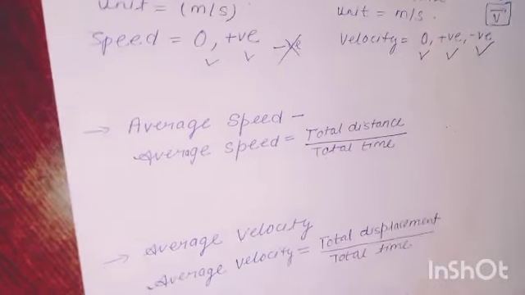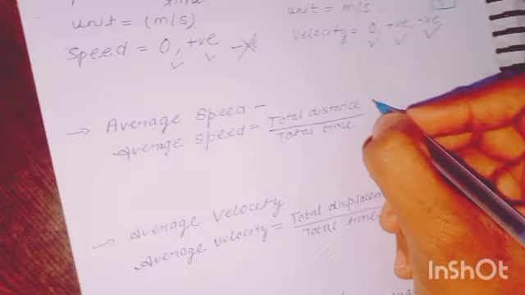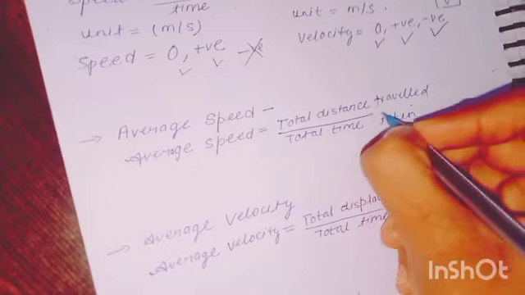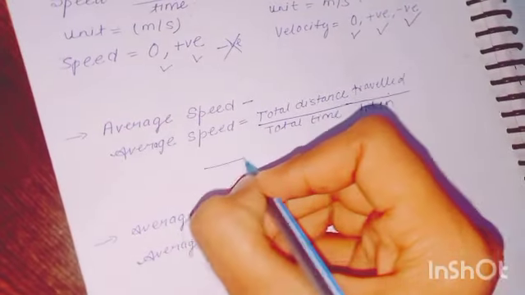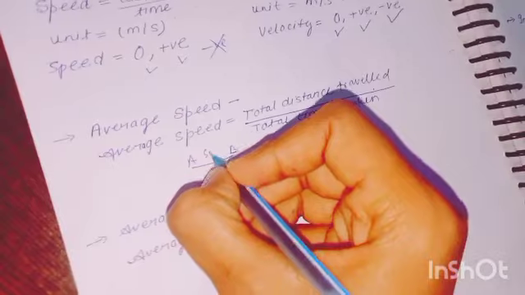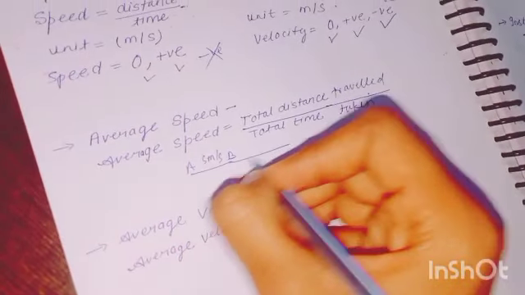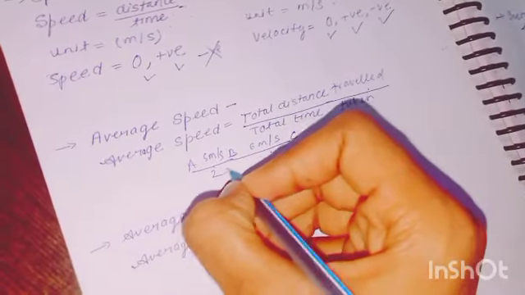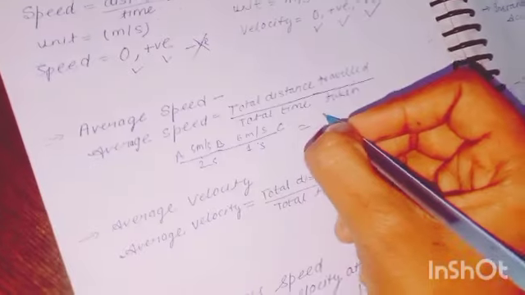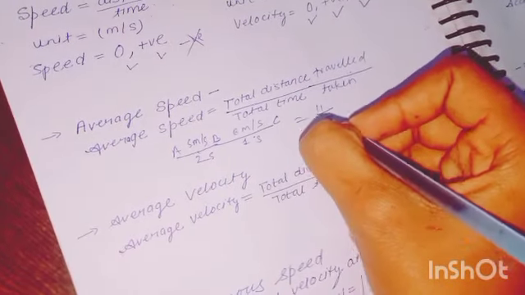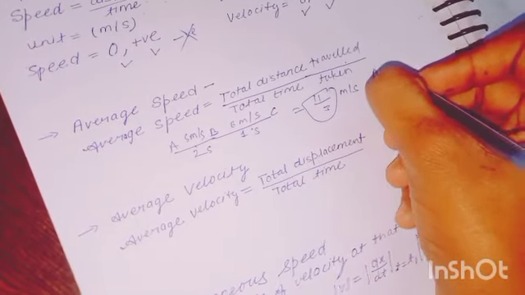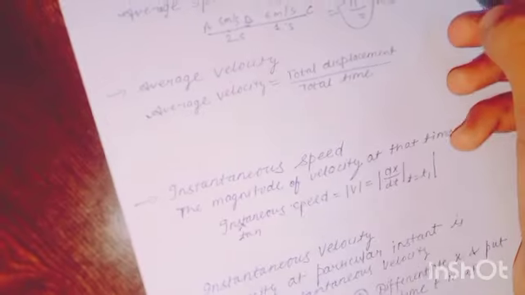Third thing is average speed. Average speed is basically total distance traveled upon total time taken, in which we have so many distances, say for A to B 5 meter per second, and for B to C 6 meter per second. So we will calculate it all and measure the seconds. So meter per second is the unit of average speed. Average speed is total distance traveled upon total time taken.